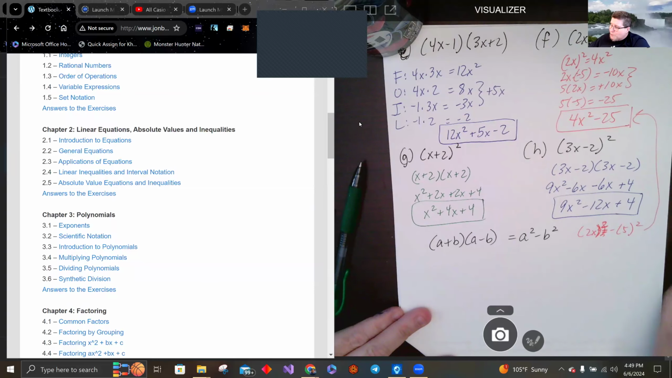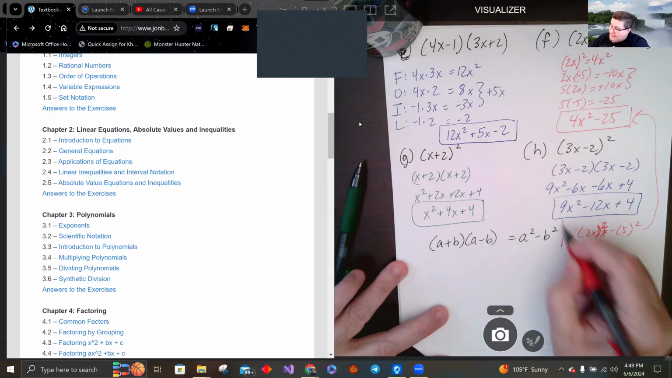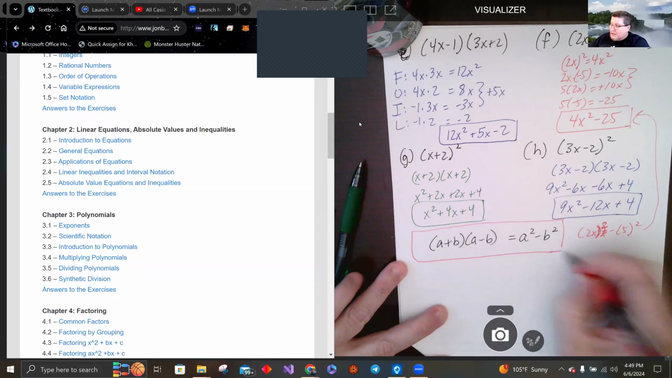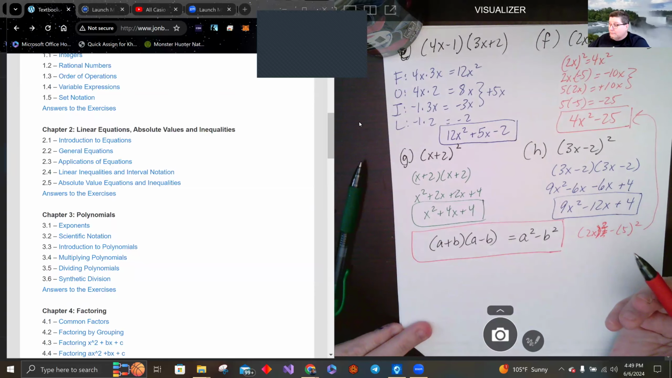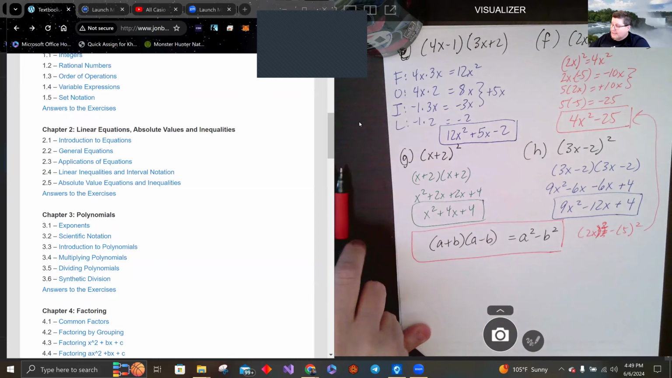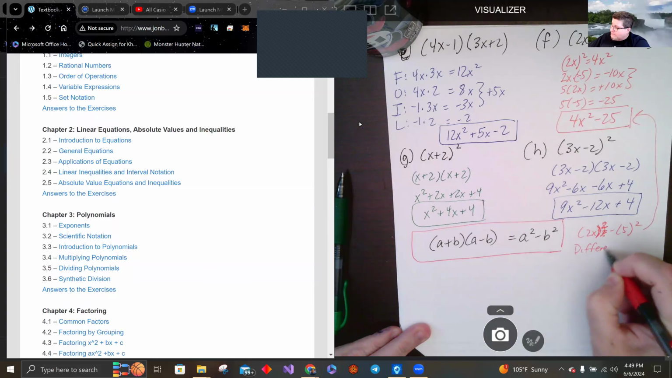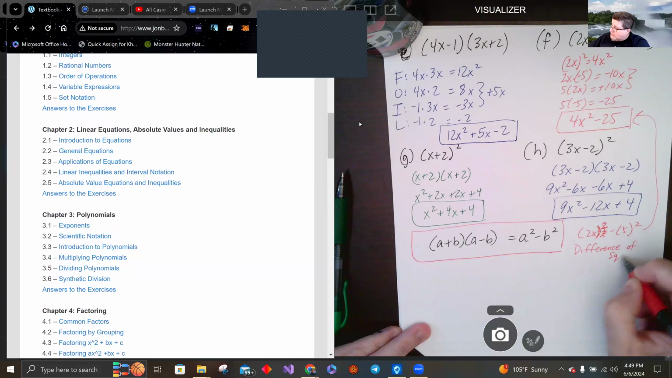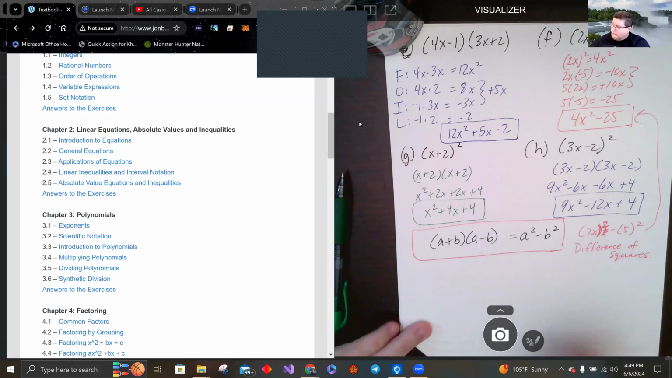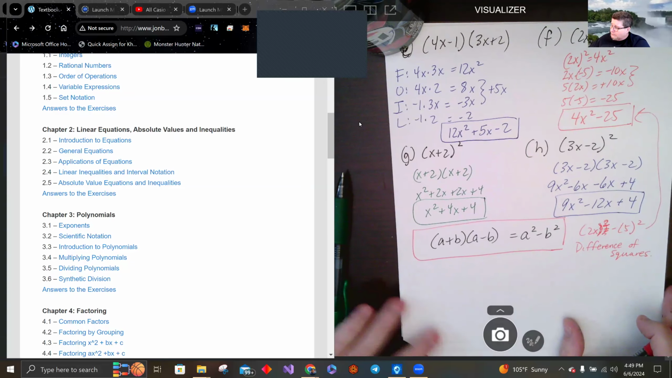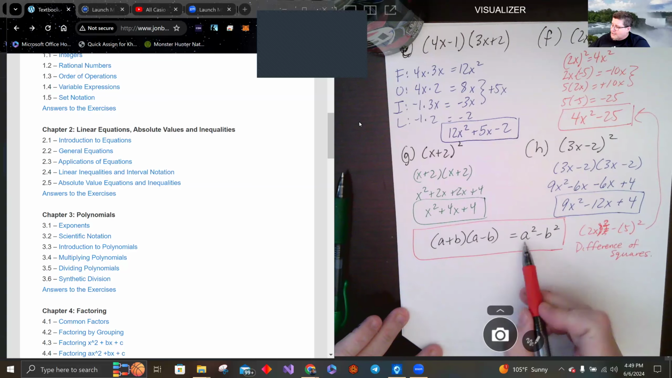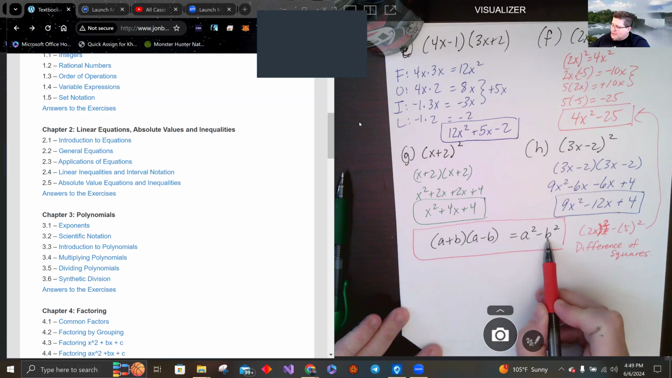This one is worth memorizing. This formula is going to come up again. This formula is really, really important. It's called difference of squares. It's got a name. These two are squares and it's subtraction, so difference.